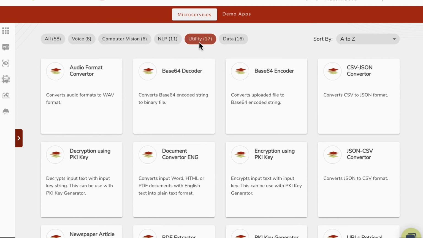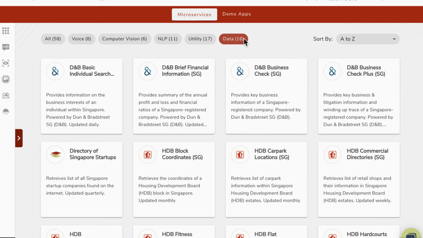The utility microservices are meant to be a convenience to developers by packaging common tasks such as conversion, extraction, and more. Finally, our data microservices enable you to obtain local and often hard-to-find data in a quick and convenient way.